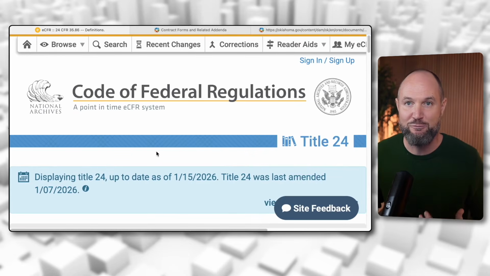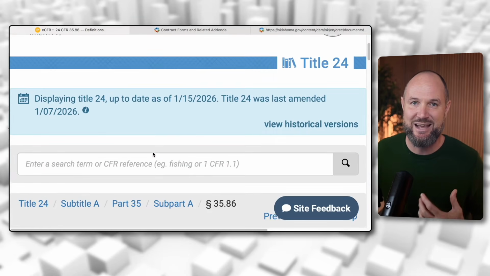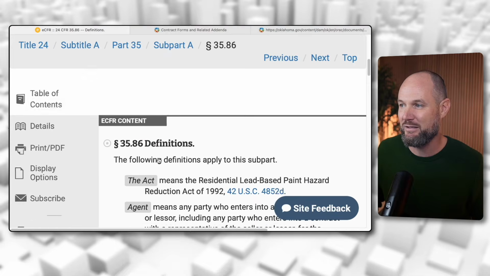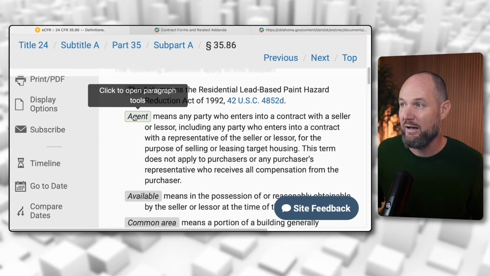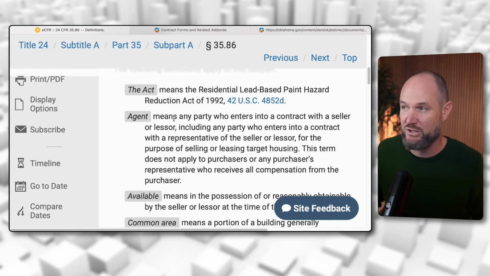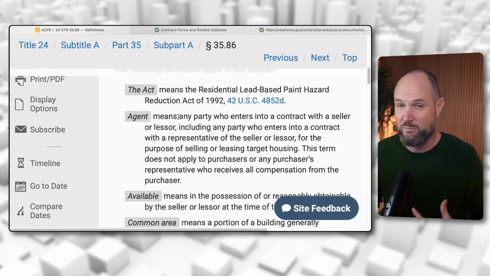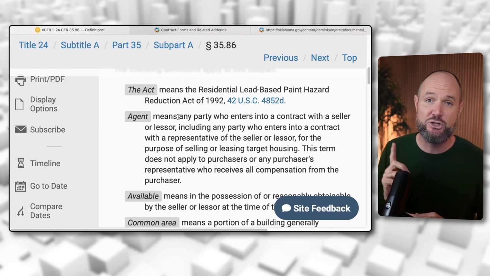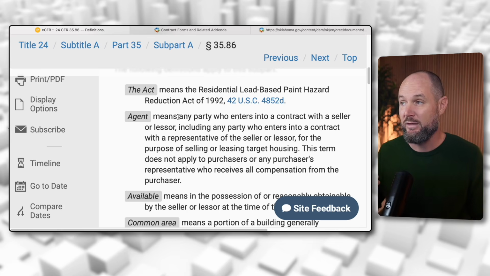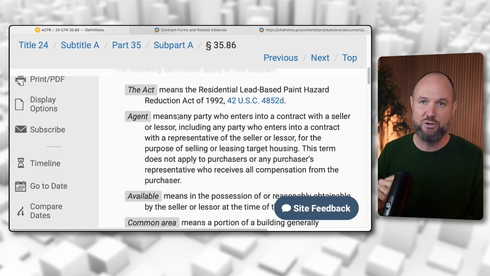Okay, so looking at the Code of Federal Regulations, this is the actual law dealing with lead-based paint disclosure. And I'm going to come down here and look at the definition of agent. An agent means, because if you fall within this definition of agent, then that means that you have to initial here and ensure compliance. If you don't meet this definition, then you don't have to do that.